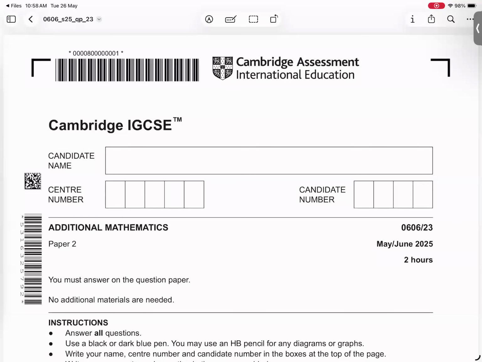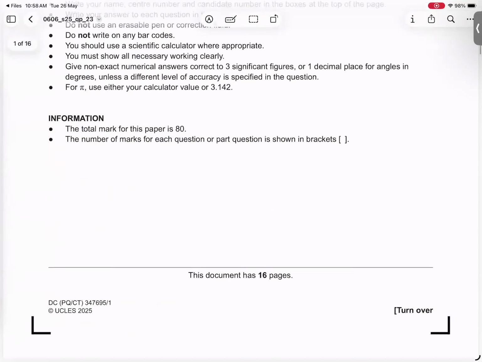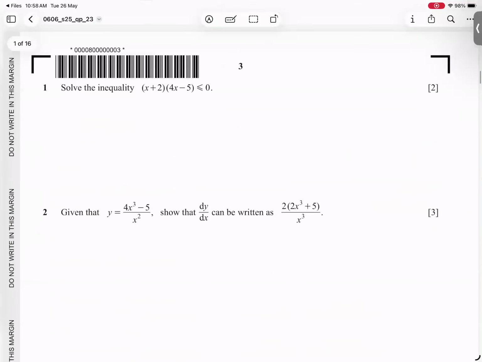Bismillah ar-Rahman ar-Rahim. June 2025, second variant we have, and complete paper 2 we have. So let's start question number 1.